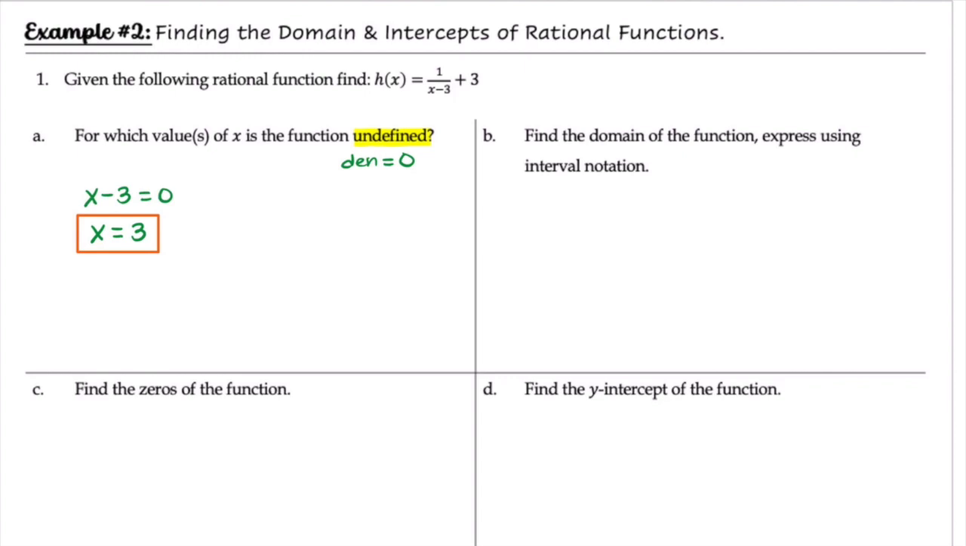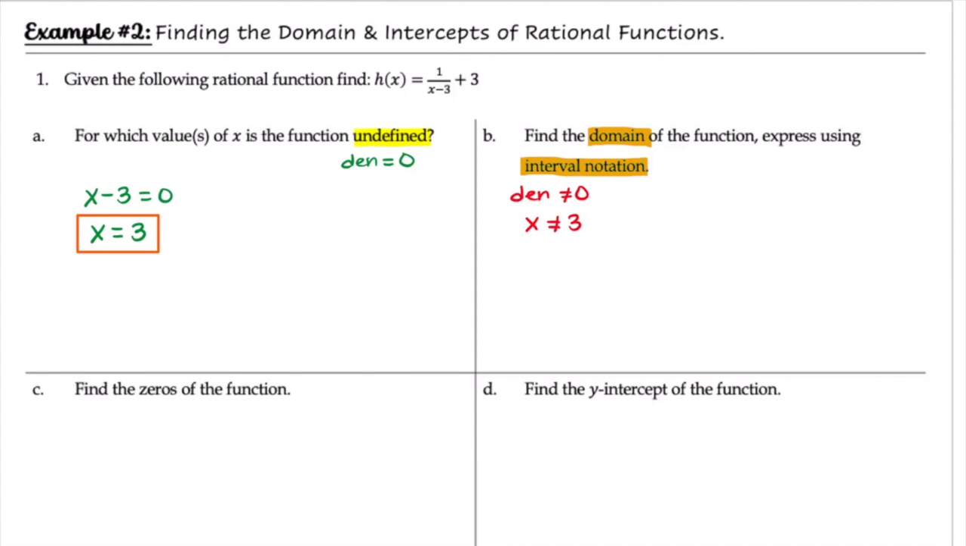So if I input 3 for x, I would have a denominator that is equal to 0, which we do not like. Part B, we want to find the domain of the function expressing our answer using interval notation. So to find the domain, we set the denominator not equal to 0. And our denominator cannot equal 3. Why can it not equal 3? Because it would make the function undefined.